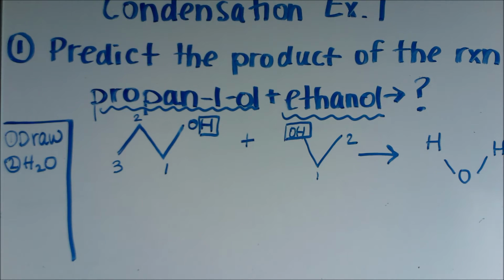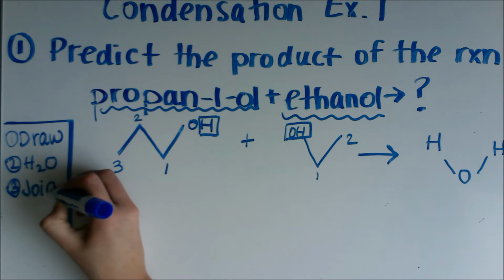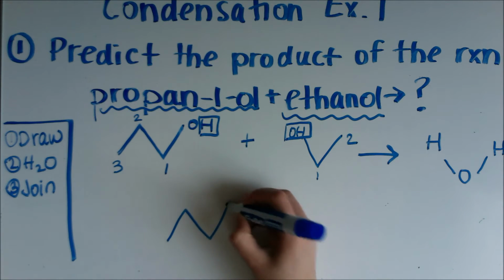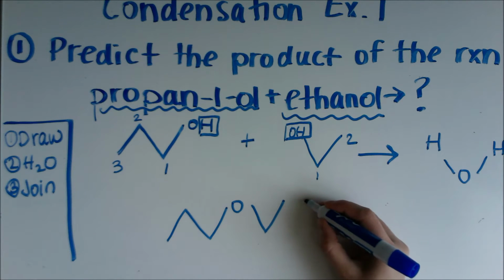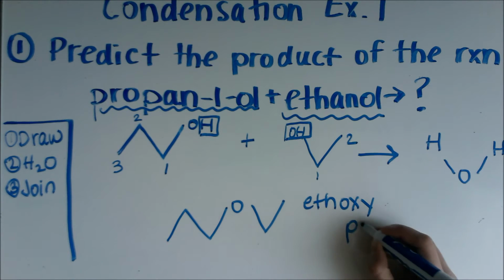And the last step, to find the second product of this reaction, is to join the remaining chains together. So we have 1, 2, 3 with an O, and this is called ethoxypropane.